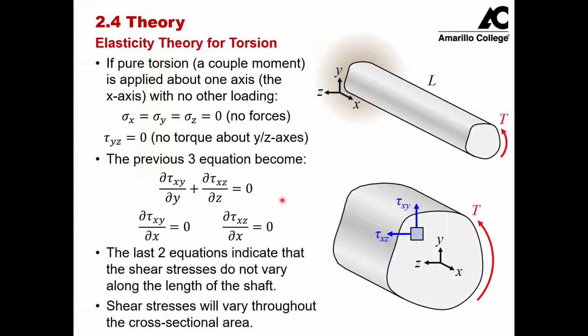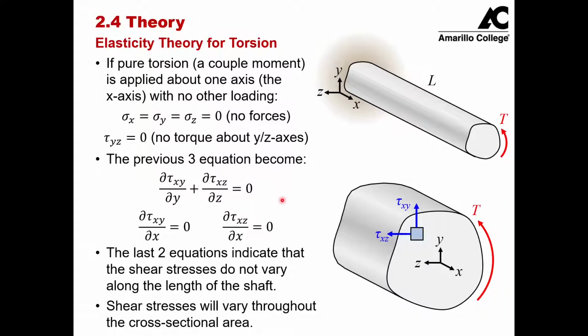So what we want to do is simplify these fairly complex general elasticity theory equations, and look at them for the case in which we have a shaft in pure torsion. If we have a shaft in pure torsion, we can say that our normal stress in all of our directions is going to be 0, because we have no externally applied forces. We only have an externally applied torque.